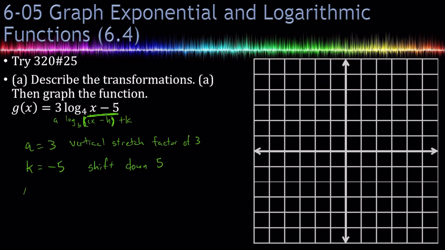All right, to graph it, we need the asymptote. Our asymptote is x equals h. This time there is nothing in parentheses with the x, therefore our h must be 0. So our asymptote is there, and then we'll need a table.